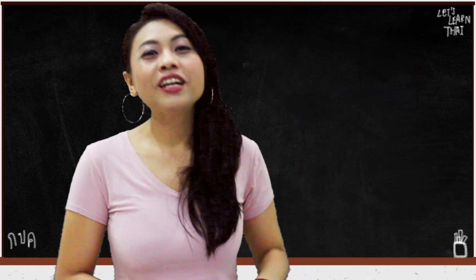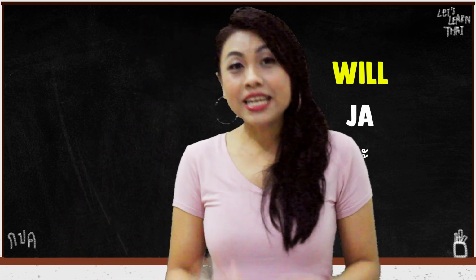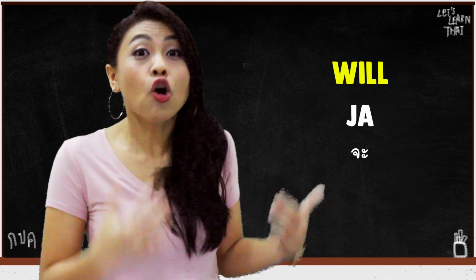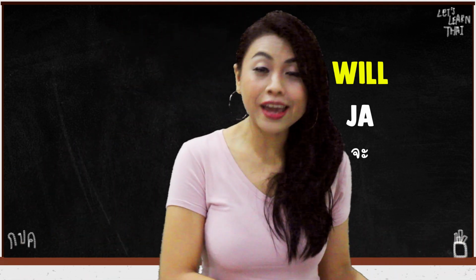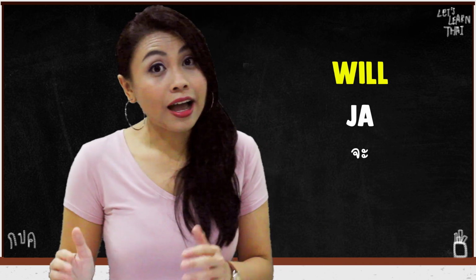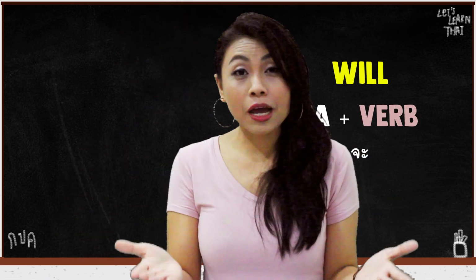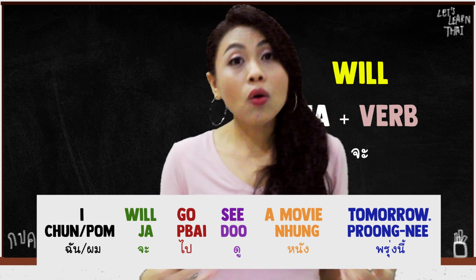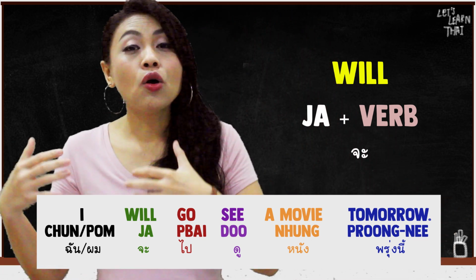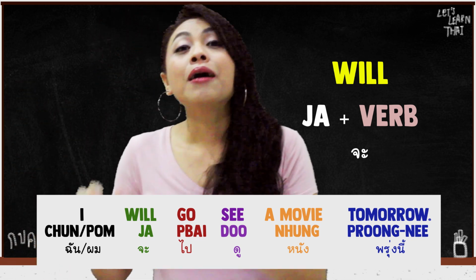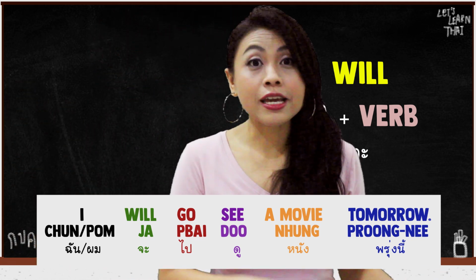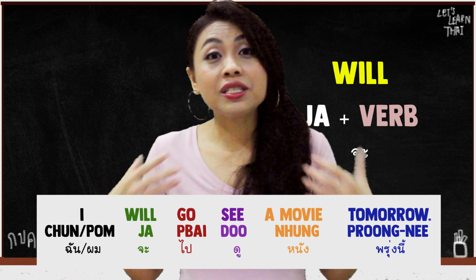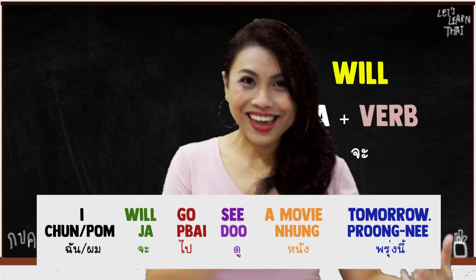The second word is will or in Thai จะ. If you want to say you want to do something or you will do something, you just add the word จะ in front of the verb. For example, I will see a movie tomorrow. Or in Thai ฉัน or ผมจะไปดูหนังพรุ่งนี้. So you just add the word จะ before the verb to say that you will do that thing.